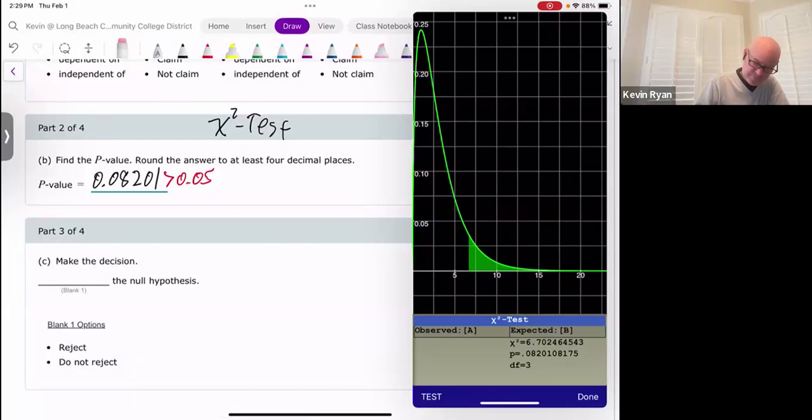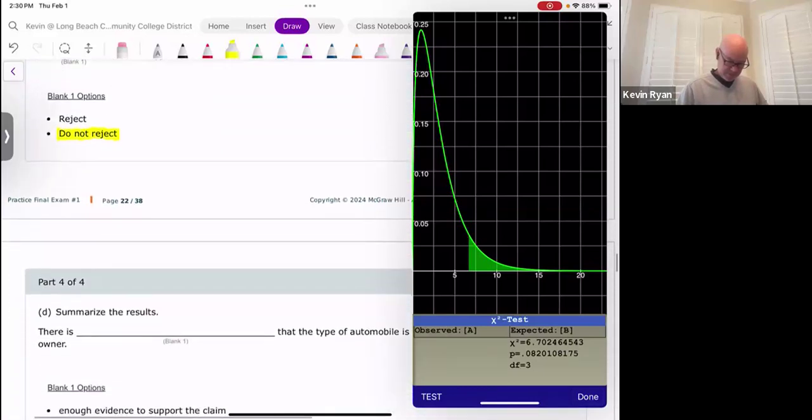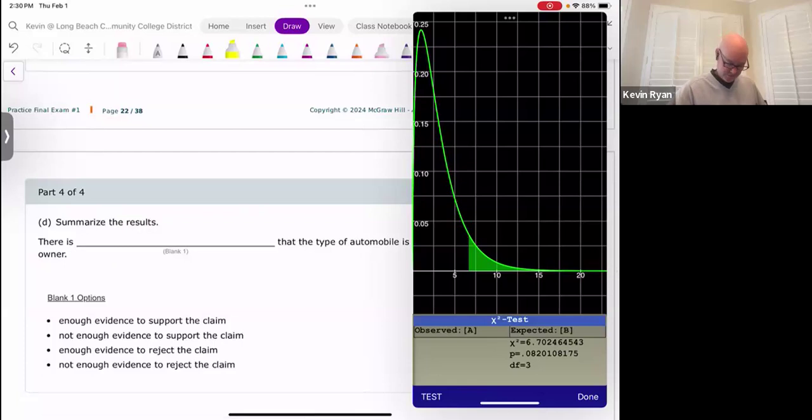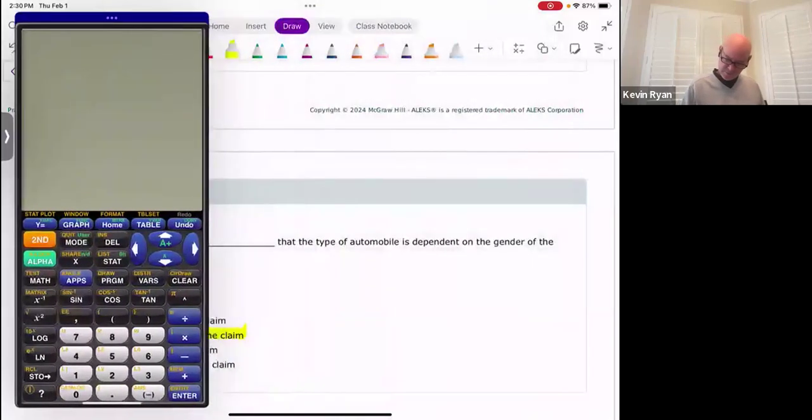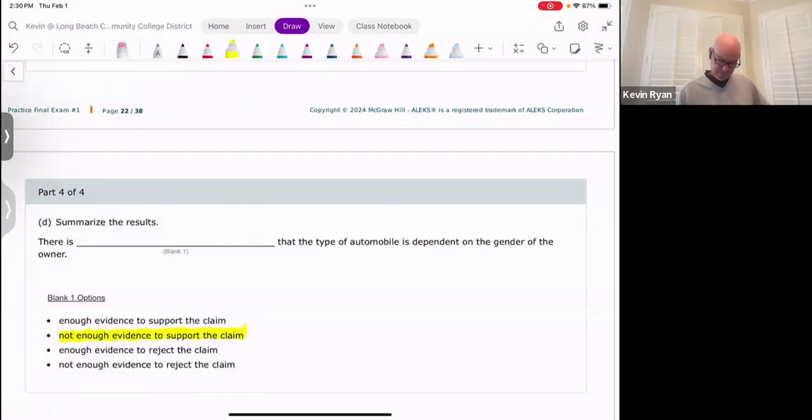Oh, I guess I should use their language. Do not reject the null hypothesis. And summarize the results. So there is not enough evidence to support the claim that the type of automobile is dependent on the gender. There is not enough evidence to support that. That's right, because we're failing to reject. Yes, got it.